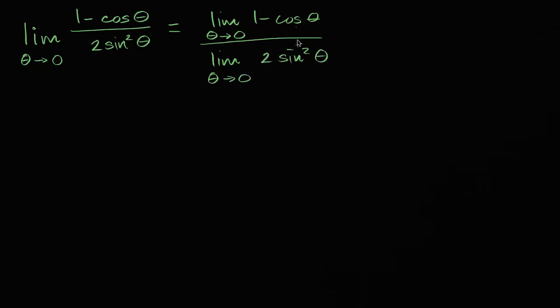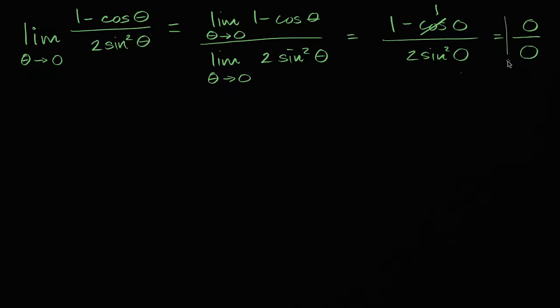Now, both of these expressions, which could be used to define a function, would be continuous if you graphed them. They'd be continuous at theta equals 0. So the limit is going to be the same thing as just evaluating them at theta equals 0. So this is equal to 1 minus cosine of 0 over 2 sine squared of 0. Now, cosine of 0 is 1, and 1 minus 1 is 0. And sine of 0 is 0, and you square it, you still got 0, and you multiply it times 2, you still got 0.